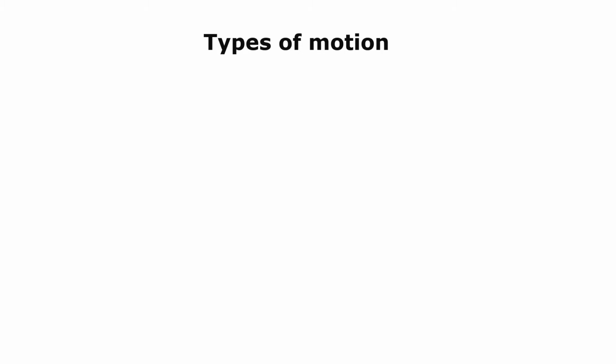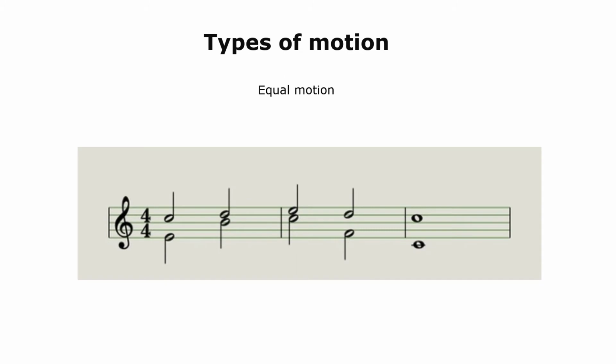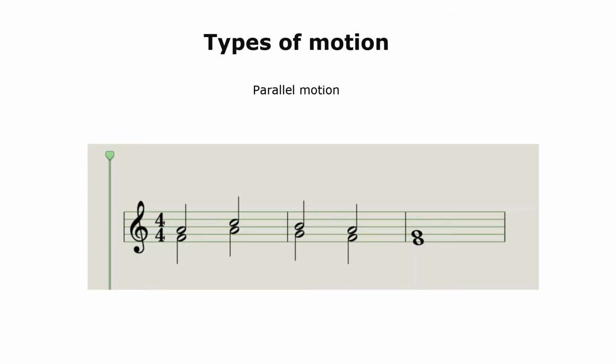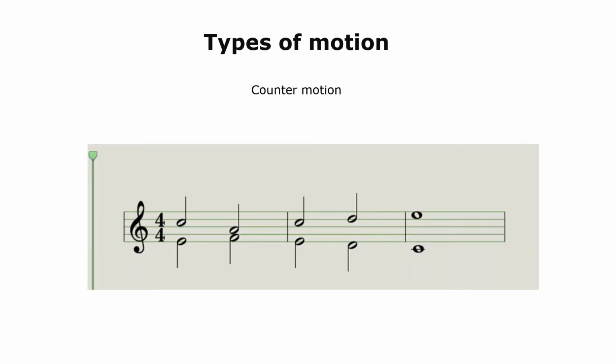Two voices can move together in various directions. In equal motion, the voices both go into the same direction, but the intervals can vary. When the intervals stay the same, we speak of parallel motion. The opposite of that is counter motion. Counter motion is the most powerful in voice leading. The final remaining type is oblique motion. One voice moves up or down, the other one stays horizontal.